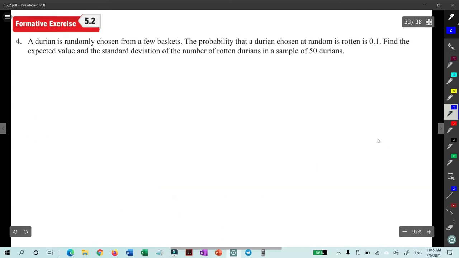Question number 4. A durian is randomly chosen from a few baskets. The probability that a durian chosen at random is rotten is 0.1. Find the expected value and the standard deviation of the number of rotten durians in the sample of 50 durians. So the value of p here is 0.1 and the value of n is 50.